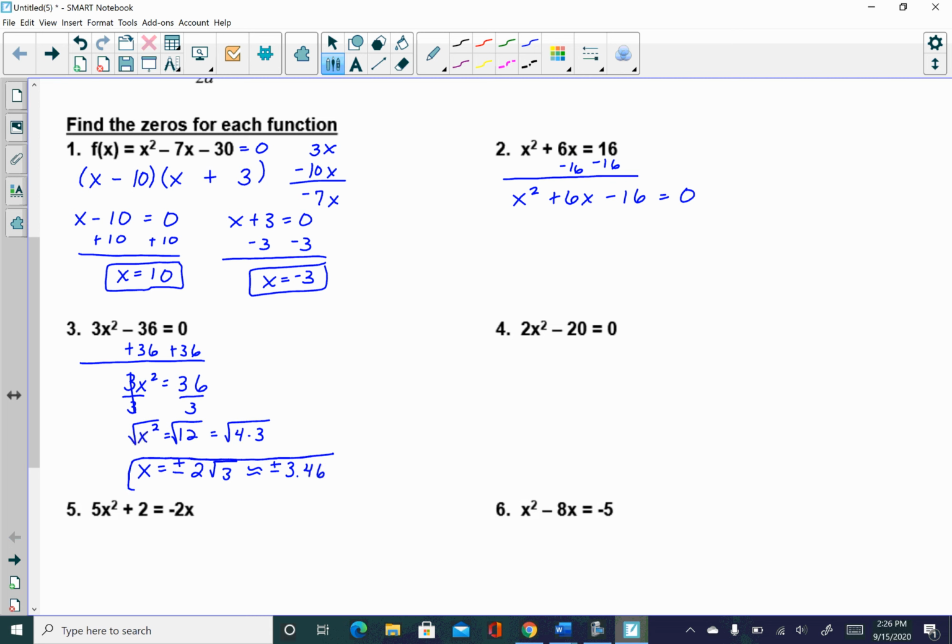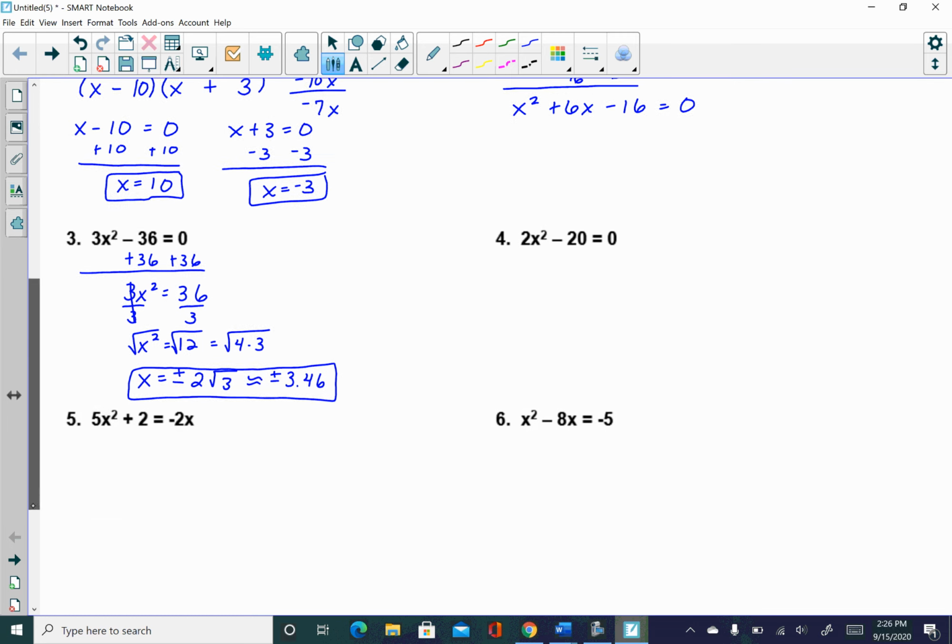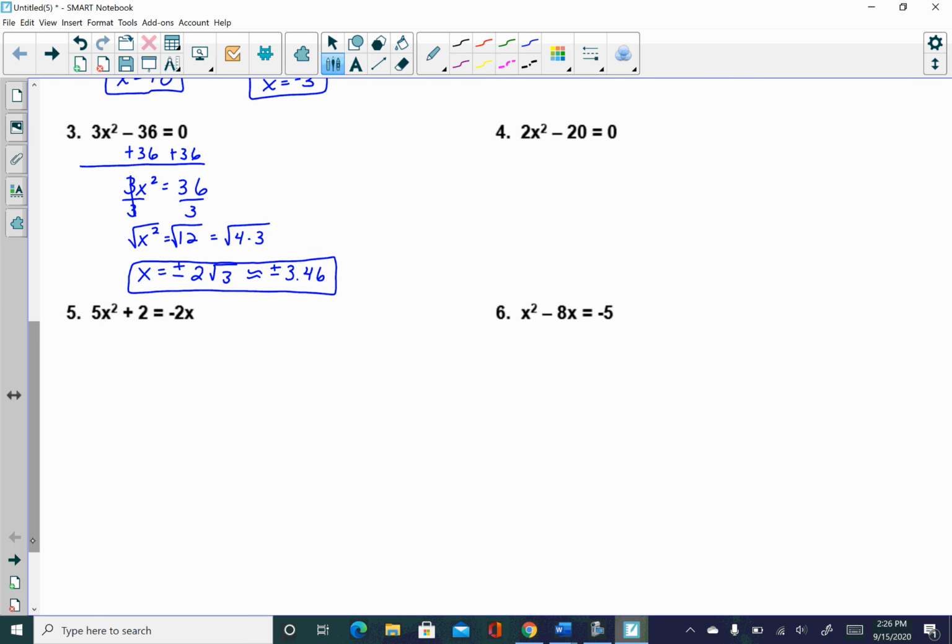Okay, so I'm going to box that in. I'm just giving you this; the plus or minus 2 square root of 3 is the exact answer. This is the approximate answer. Because as we move forward in our applications in the next section, if we were measuring feet here, 2 square root of 3 feet doesn't mean much to us, but 3.46 feet does. Okay. All right, let's look at number 5.